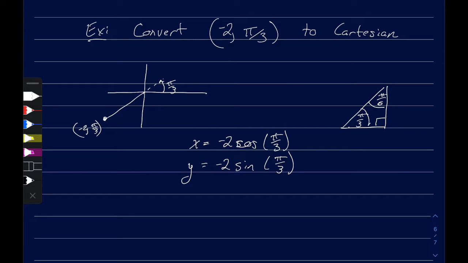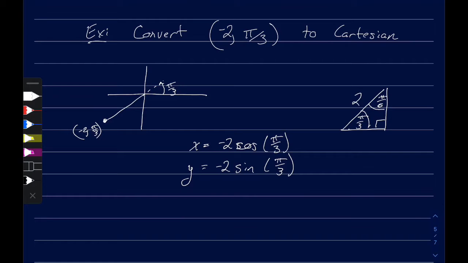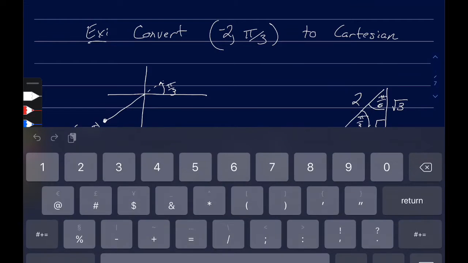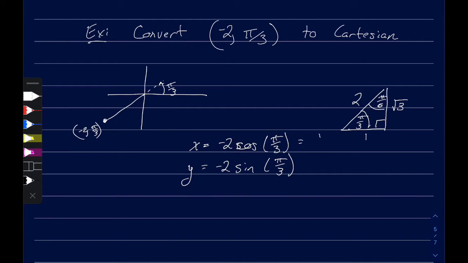Okay, and we know that this is a 1, 2, square root of 3 triangle. 2 is the largest, so it's the hypotenuse. The second largest is going to be opposite the pi over 3, and the smallest is opposite the pi over 6. So cosine of pi over 3 is 1 over 2, and sine of pi over 3 is square root of 3 over 2. So x is negative 2 times 1/2, and y is negative 2 times square root of 3 over 2.